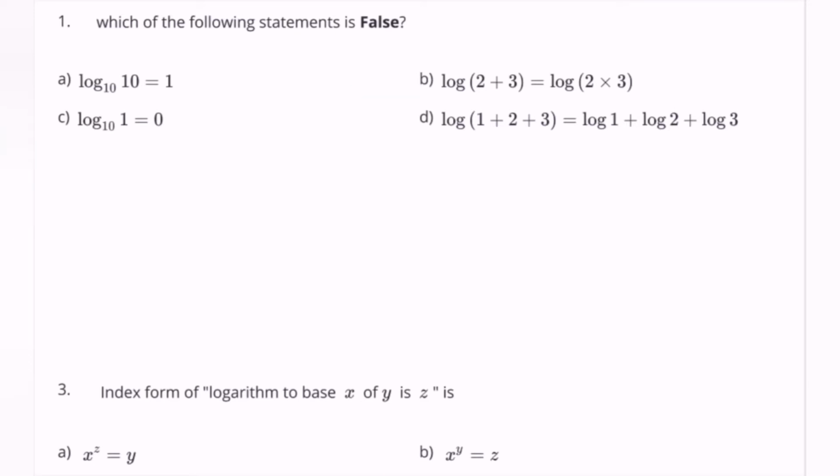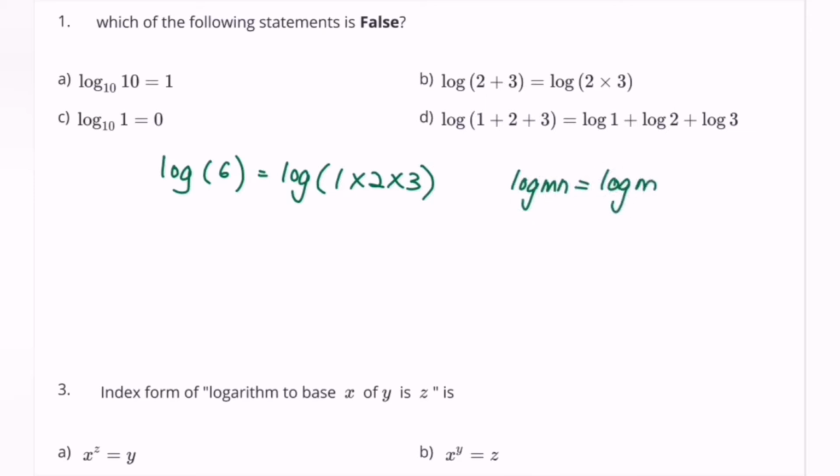Next, kindly refer to question 1D. Refer to the left hand side, where we have log 1 plus 2 plus 3, which as we all know equals 6. We can further simplify by log of 1 multiplied by 2 multiplied by 3, which also equals 6. By using the logarithmic addition identity, log mn equals log m plus log n. So from here, we have log 1 plus log 2 plus log 3. So here we have the correct answer.